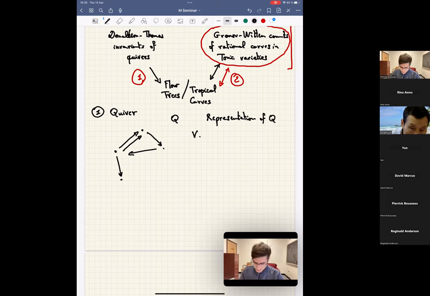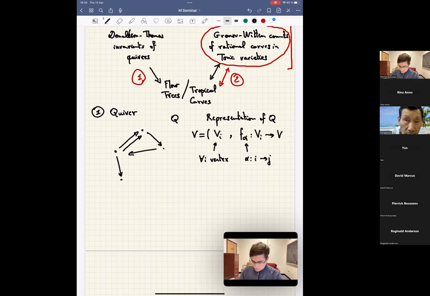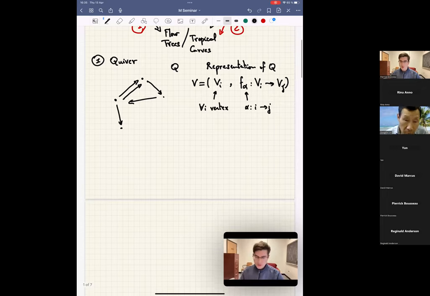A representation is a collection of vector spaces, always assumed to be finite-dimensional complex vector spaces, V_i for each vertex i. For each vertex i in the quiver, you give yourself a finite-dimensional vector space. And for each arrow alpha in the quiver connecting a vertex i to a vertex j, you want a linear map from the vector space V_i to the vector space V_j. That is the notion of representation of a quiver, and representations of the quiver form a nice abelian category, with the natural notion of morphism between quiver representations.